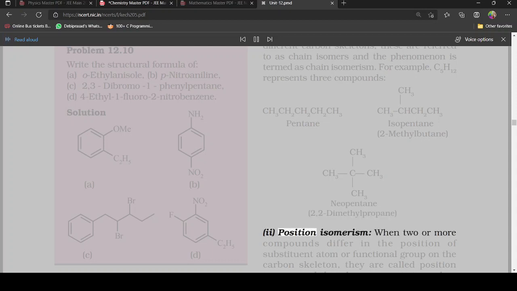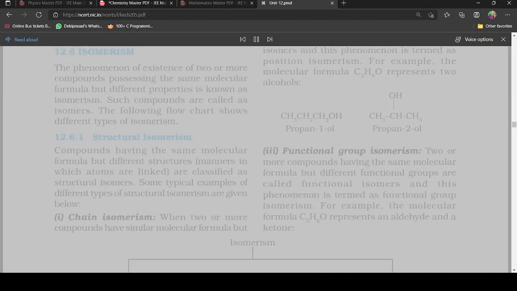2. Position isomerism: when 2 or more compounds differ in the position of substituent atom or functional group on the carbon skeleton, they are called position isomers, and this phenomenon is termed position isomerism. For example, the molecular formula C3H8O represents 2 alcohols: CH3CH2CH2OH, propan-1-ol, and CH3CH(OH)CH3, propan-2-ol.